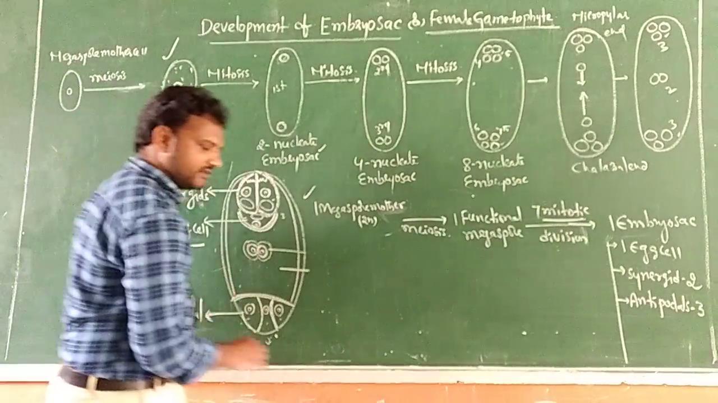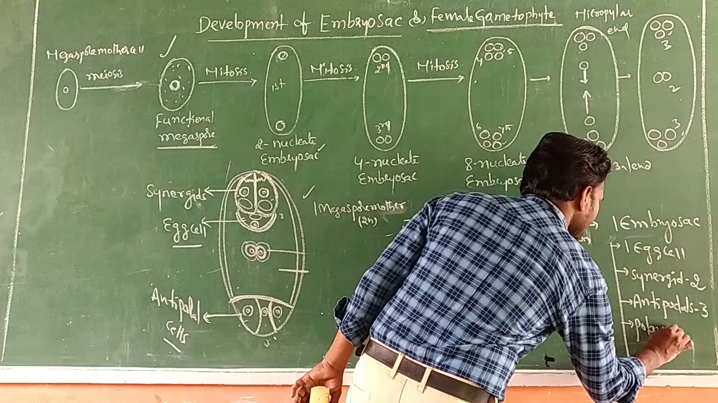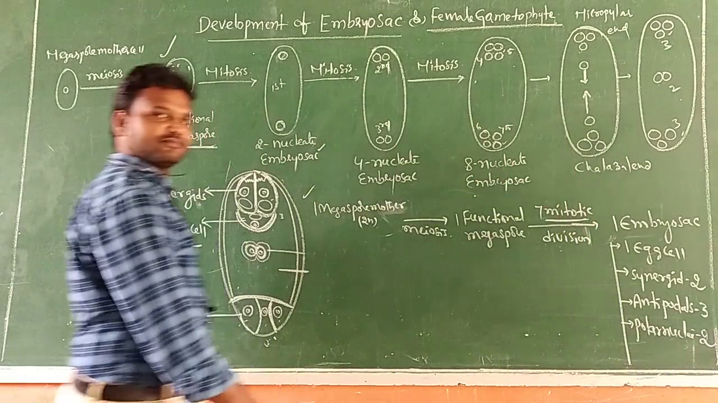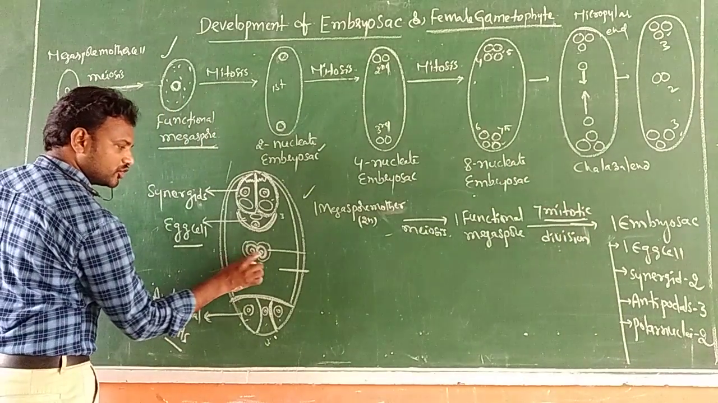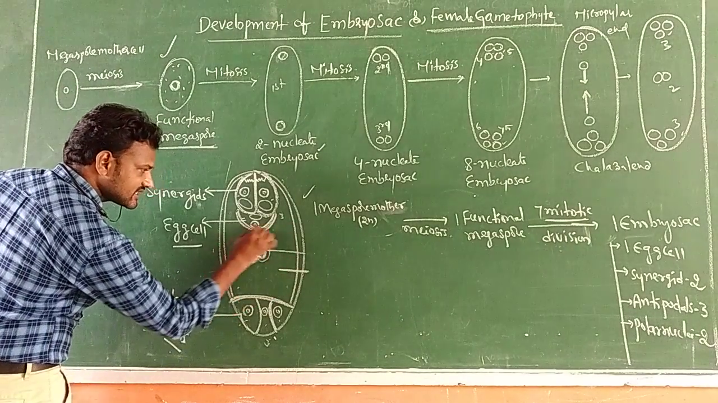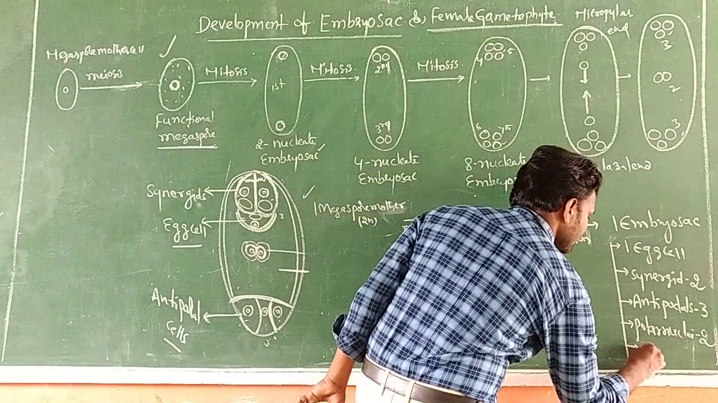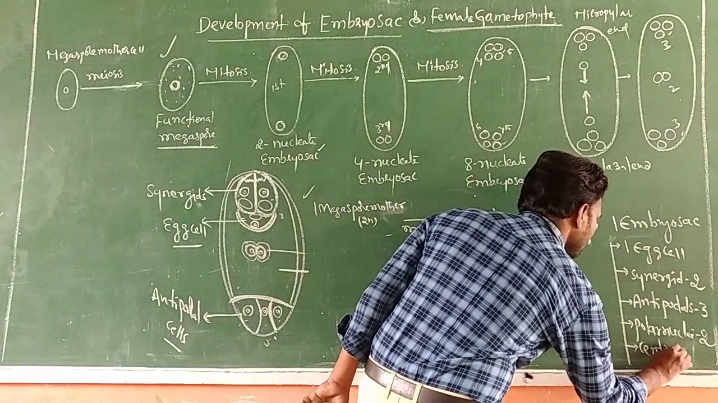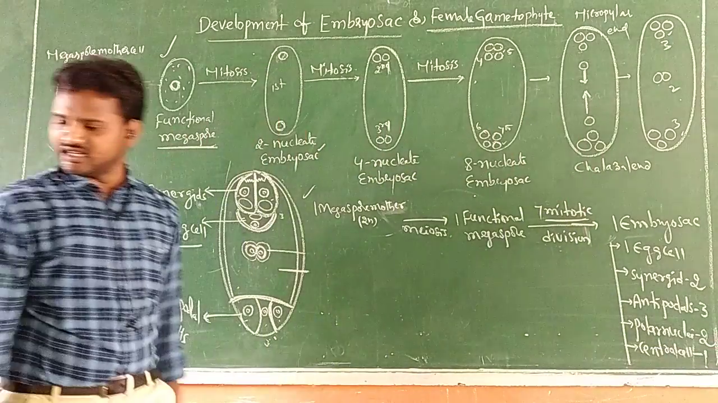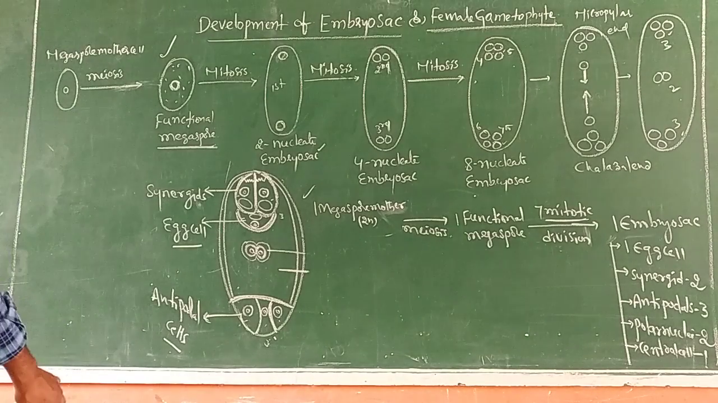How many polar nuclei? 2. This is a polar nucleus. 1, 2 polar nuclei. This remaining one is the central cell. Which one is this? Central. How many central cells? Only 1 central cell. This is the main review, the total view of which one?